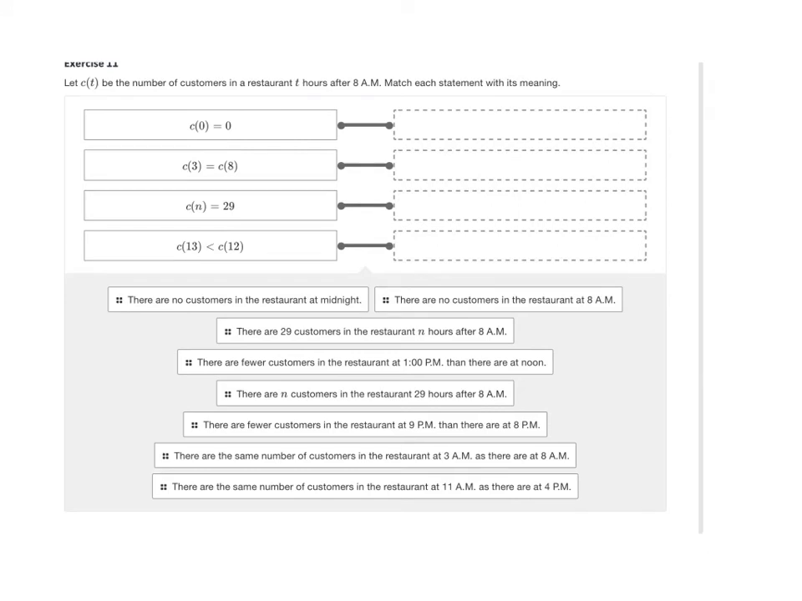Let C of T be the number of customers in a restaurant T hours after 8 o'clock, and match each statement. So we'll do this by color. So the time is 0 hours after 8, and it's 0. So at 8 o'clock, there are no customers. See if we can find that. There are no customers in the restaurant at 8 a.m. So this one should go right here.